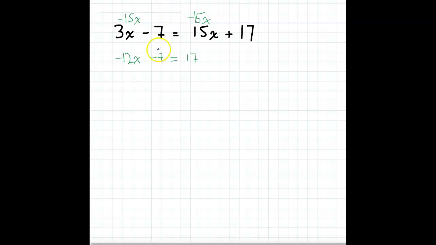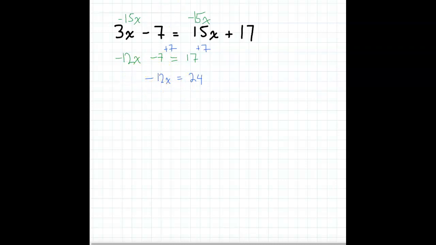Okay, so I need to undo subtracting 7. I've got negative 12x, that's fine. So I can add 7. That will undo subtracting 7. To balance, I do that to the other side. So I've got negative 12x is equal to, oh, this is 24, right? 24. Okay, so now I need to undo the multiplication because I'm multiplying by negative 12.